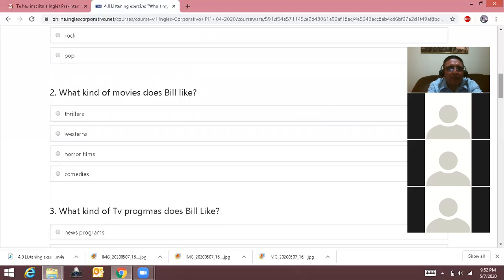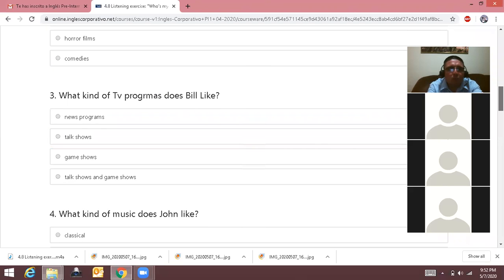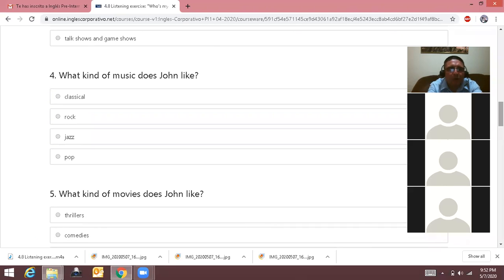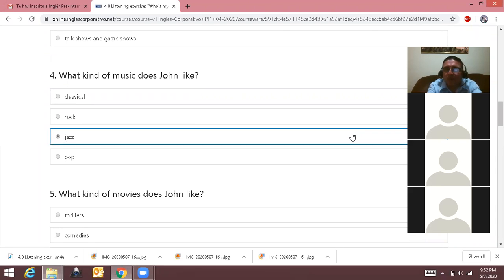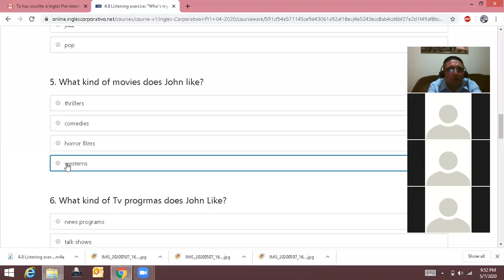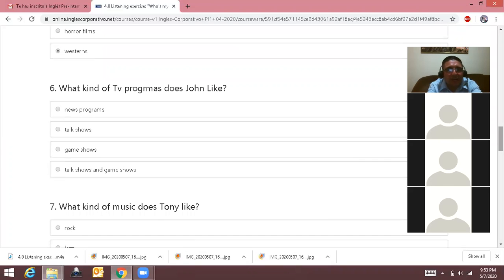What kind of movies does Bill like? Thrillers. All right. Question three, what kind of TV program does Bill like? News program. All right, news program. Number four, what kind of music does John like? Jazz. Okay. What kind of movies does John like? Westerns. Okay, westerns. What kind of TV programs does John like? Talk shows. Okay, let's choose talk shows.